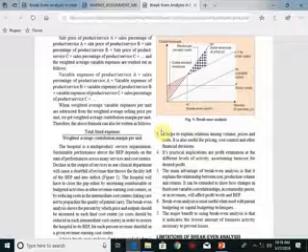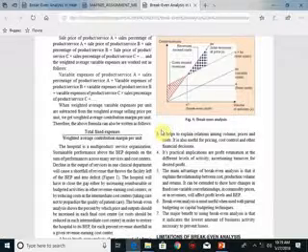Okay. Therefore, when you are explaining question number 1 and question number 5, you can use this graph. Use this type of graph and also explain some points.